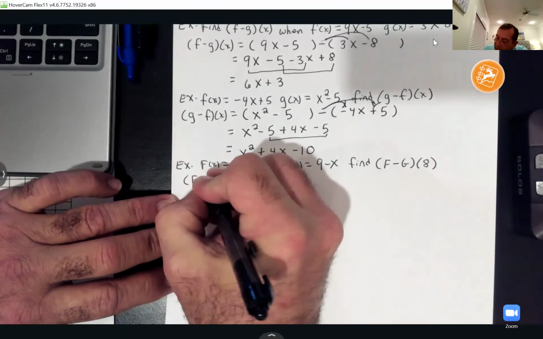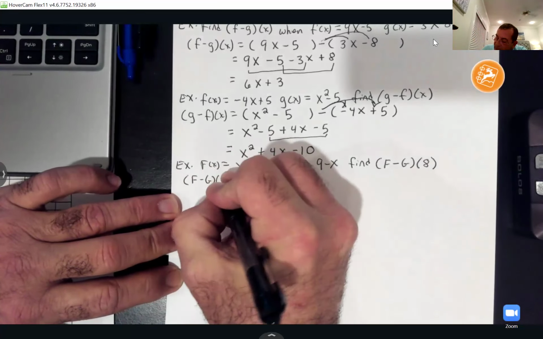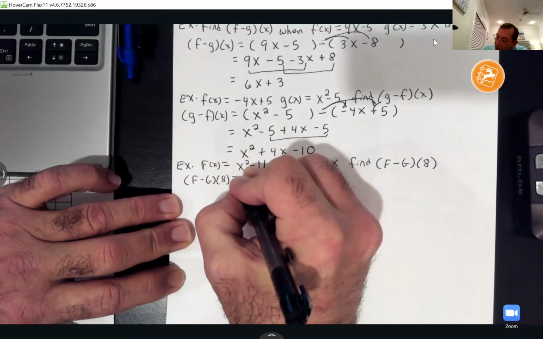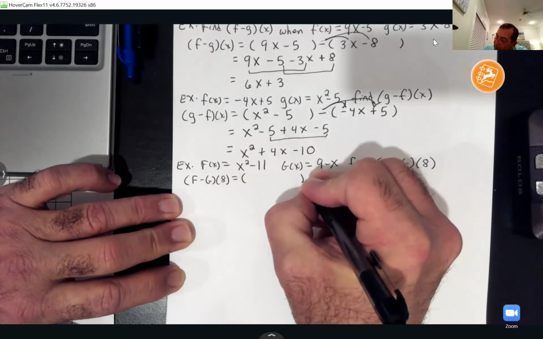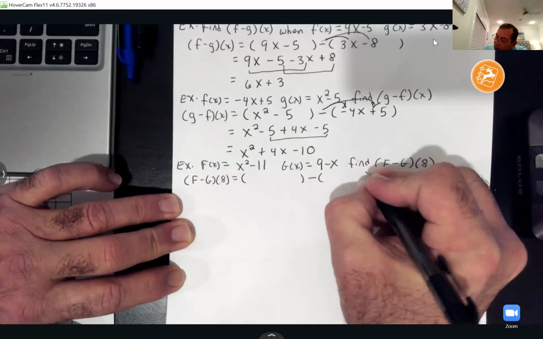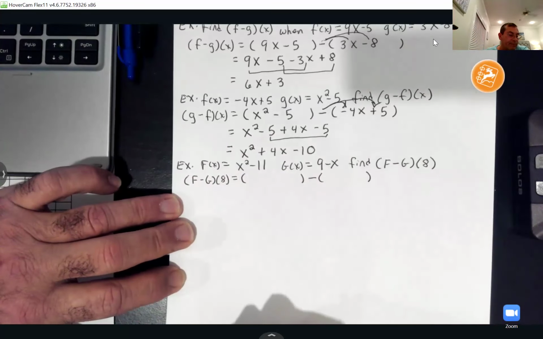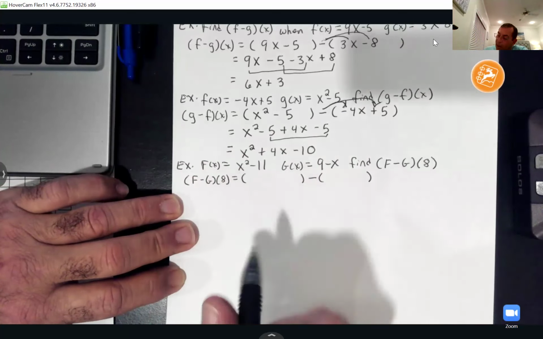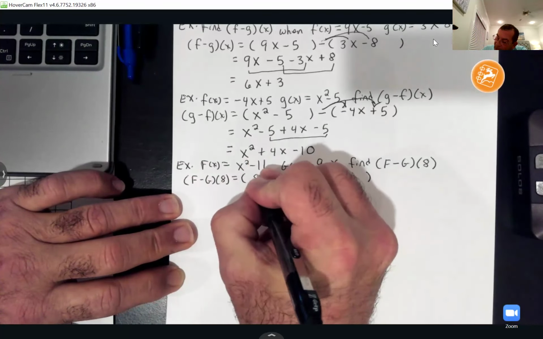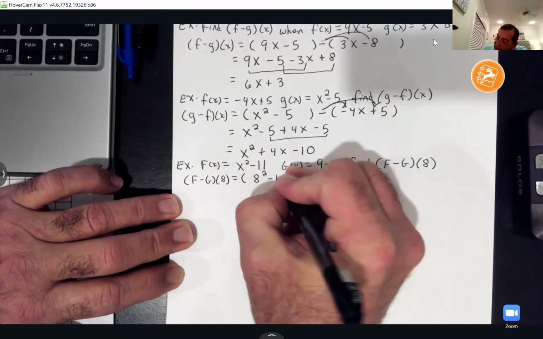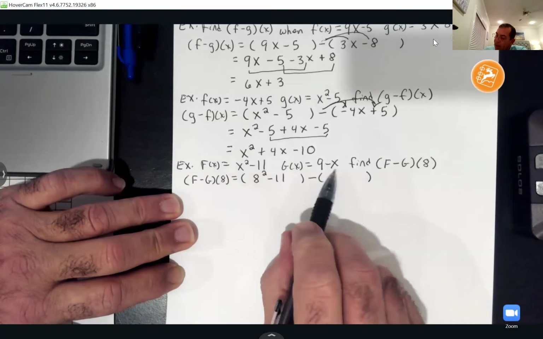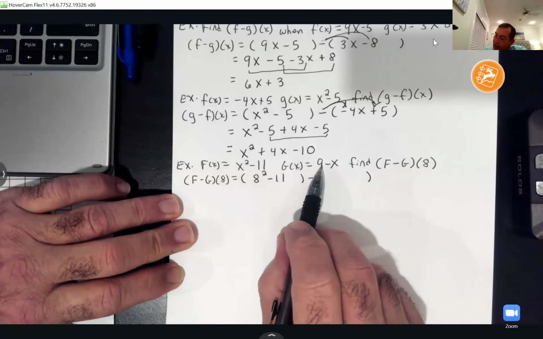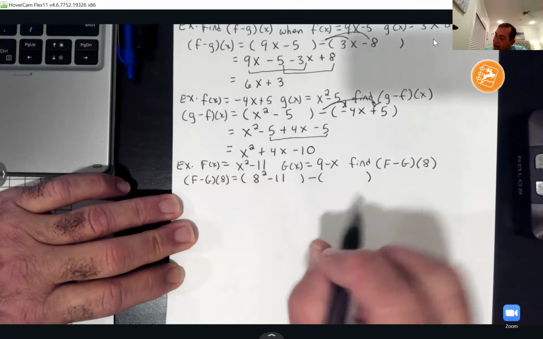So f minus g of 8 will equal our f equation minus our g equation. So we're going to put in an 8 and square that. So I'm gonna have an 8 squared minus 11. And then over here, I'm gonna have a 9 minus 8.